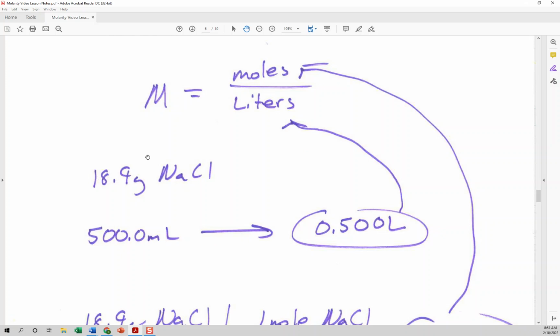But I can't plug in 18.9 grams there. I got to plug in moles, right? That's what molarity is. It's not grams per liter, it's moles per liter. I have my liters, 0.5. I just need my moles.